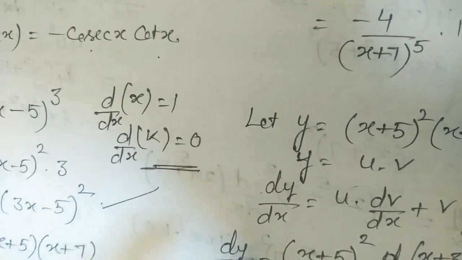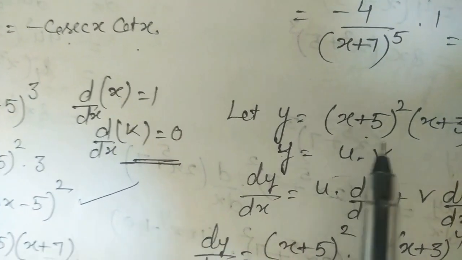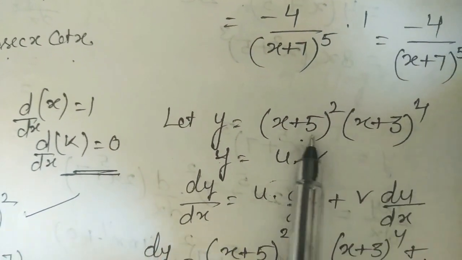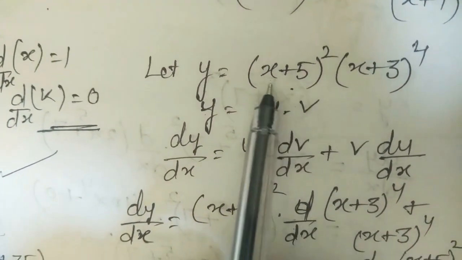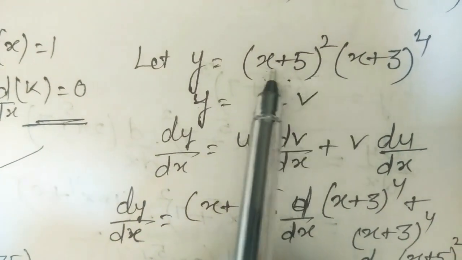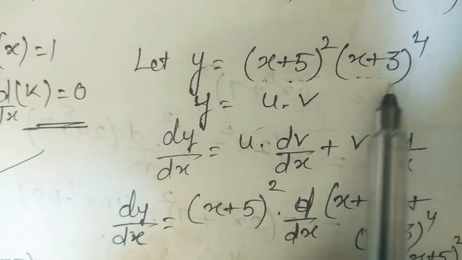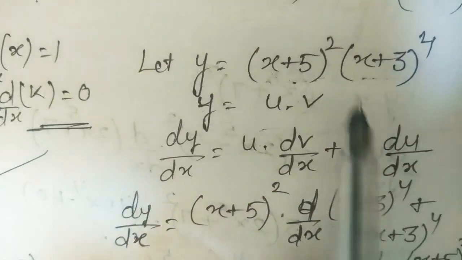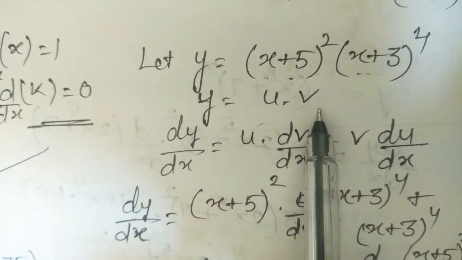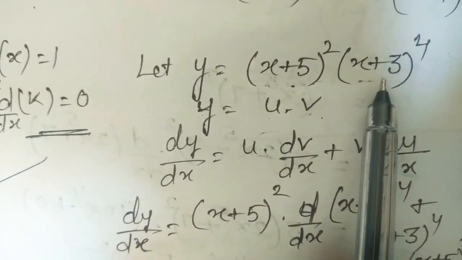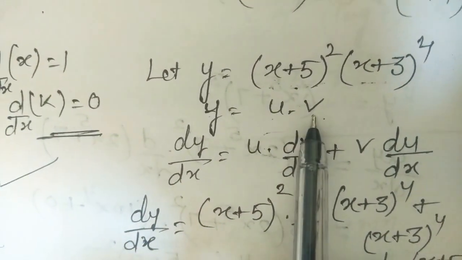Okay. Now suppose one more question here: (x plus 5) whole square into (x plus 3) whole power 4. We could solve it by expanding the power 2 using the identity for x square plus 2 and so on, but this would be a long question. So we will use the product rule here, that is the u into v rule, because both are functions of x. Then we will apply the u into v rule.